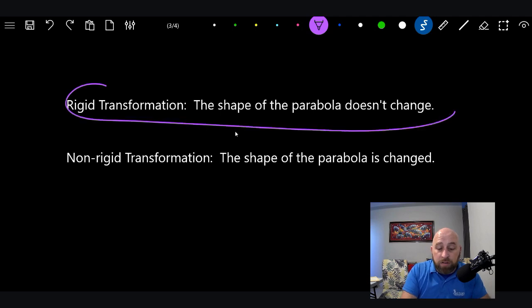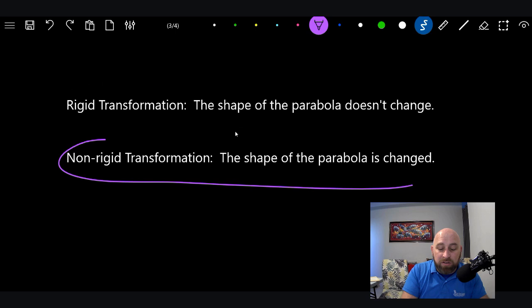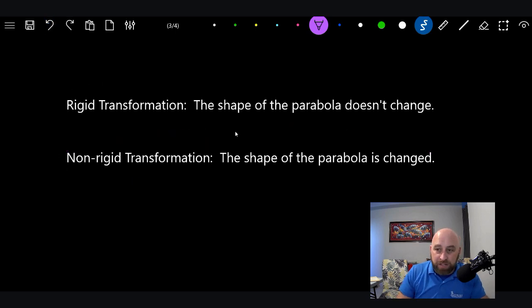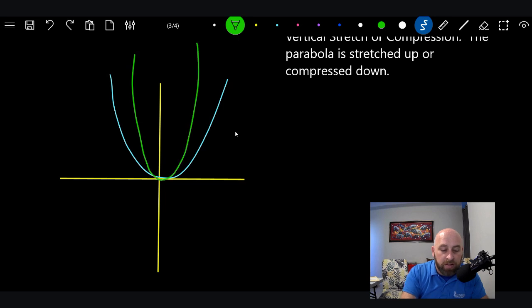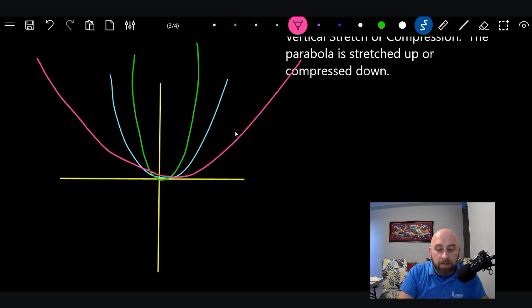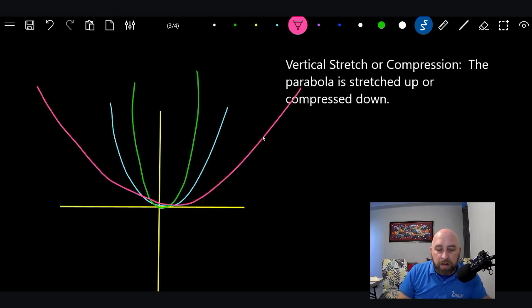Down here, so those three are what's called rigid. This last one is what's called non-rigid. In non-rigid, it actually is moving and changing. I'm going to draw it using a different color. That's a stretch. We took the parabola and we stretched it up. That green one is stretched. Let me draw one with the pink color, and I'm going to draw one that's compressed. Okay? The pink one is compressed, or it's pushed down. It's like flattened out. Okay? So compressed and stretched.